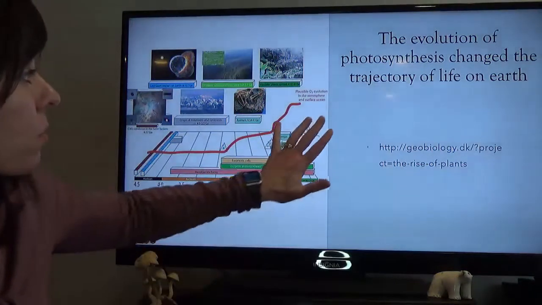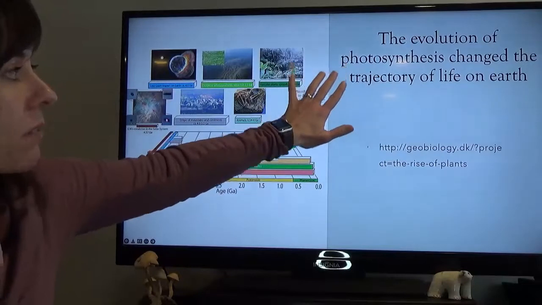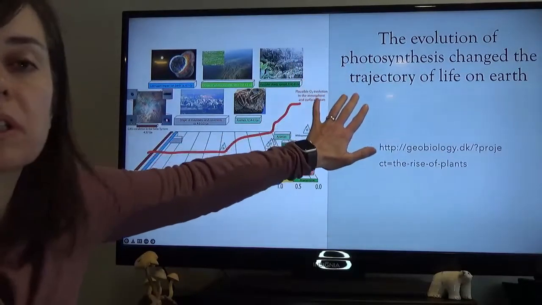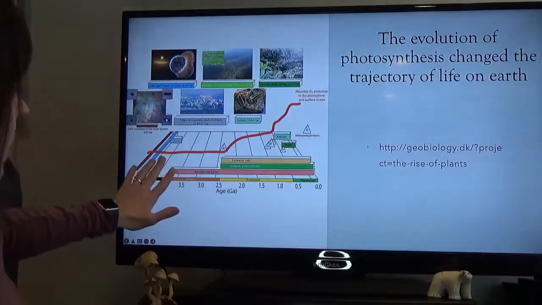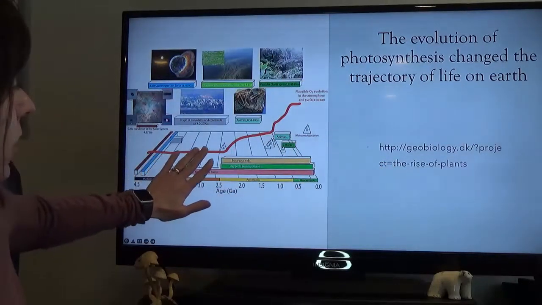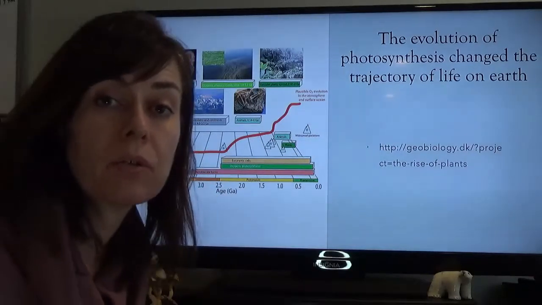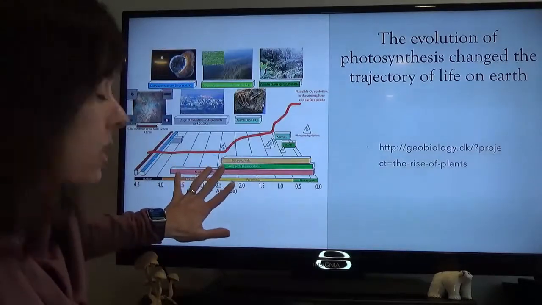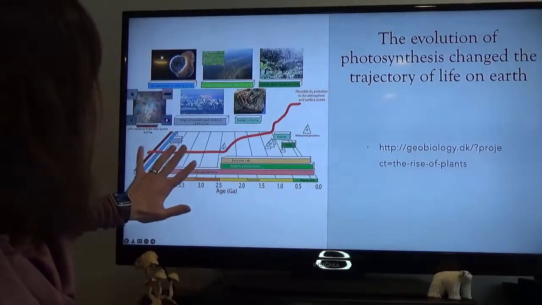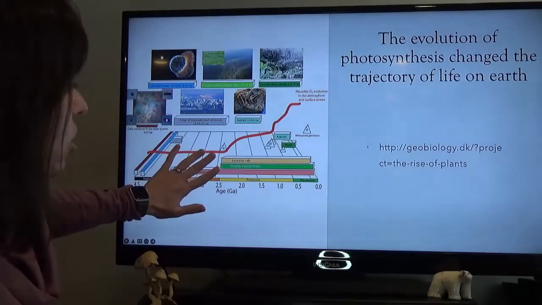Okay, so one thing I want you to keep in mind is the fact that the evolution of photosynthesis really changed the trajectory of life on Earth. So there was a very long period of time where there were no photosynthetic organisms. There certainly would have been those chemosynthetic organisms we just learned about, which are much, much older than photosynthetic organisms evolutionarily. But there was a long period of time where there was no photosynthesis.